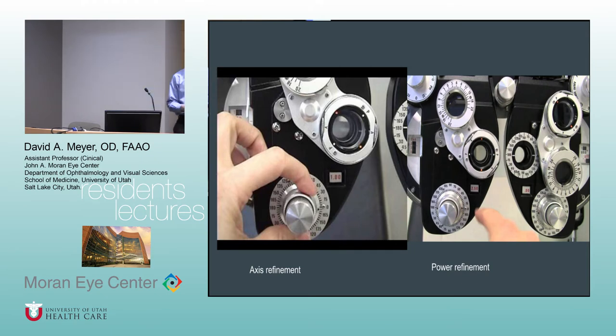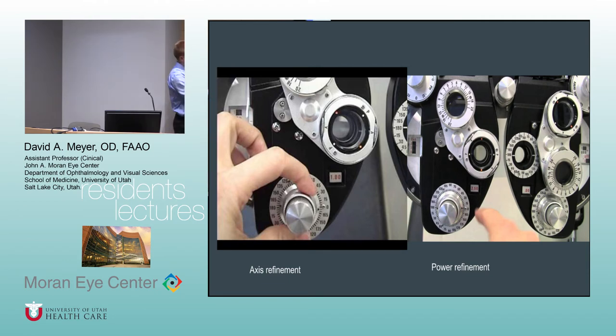And then you chase the white. You ask them what's more sharp and clear, number one or number two, and then you follow the white. Say they say number two, and this is number two here. Well, then you turn this dial like that, so it orients closer towards the 15. You ask them again, one or two, and you keep chasing that white. So that's refining the axis.